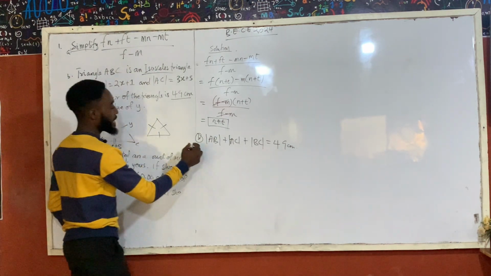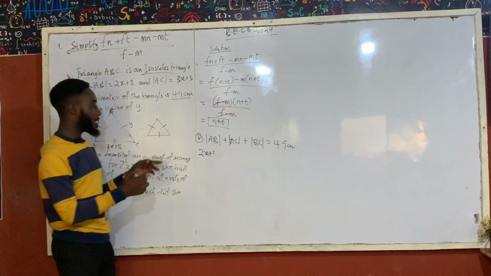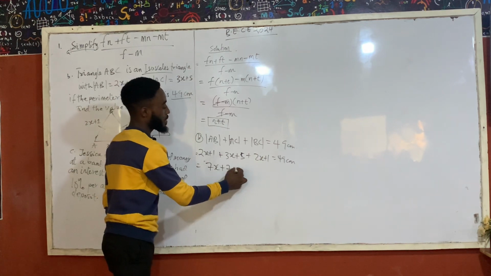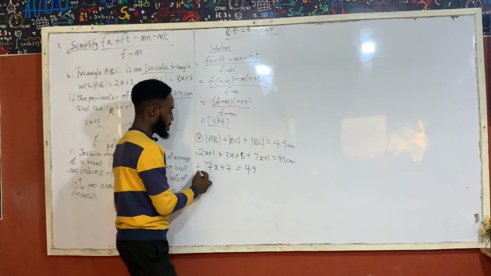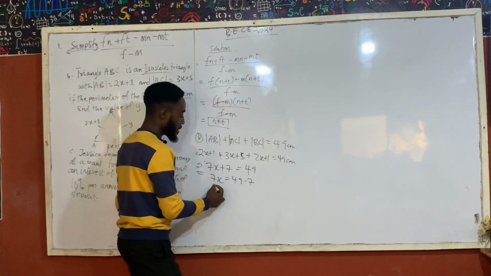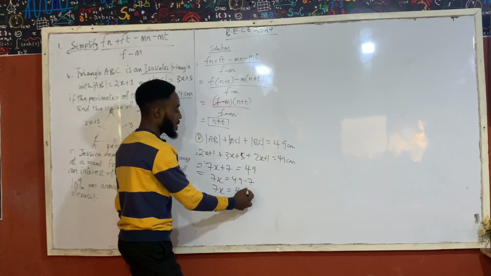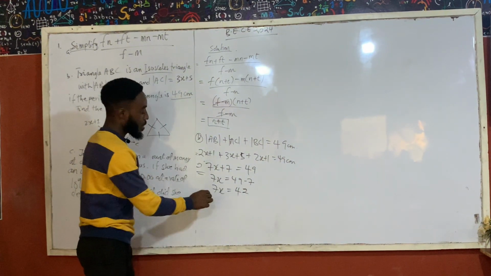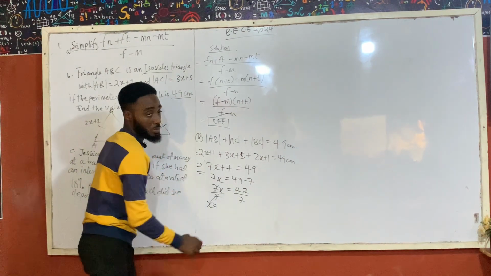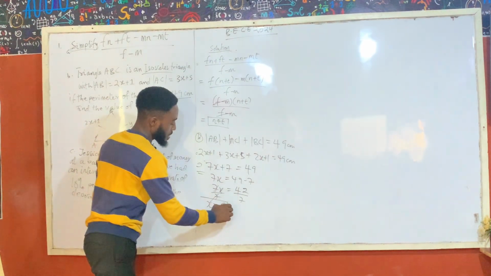So AB is 2x plus 1, and then AC is 3x plus 5. That gives 7x plus 7 is equal to 49. It implies that 7x is equal to 49 minus 7. 7x will be equal to 42, all divided by 7, all divided by 7. x is equal to 6, 6 centimeters.